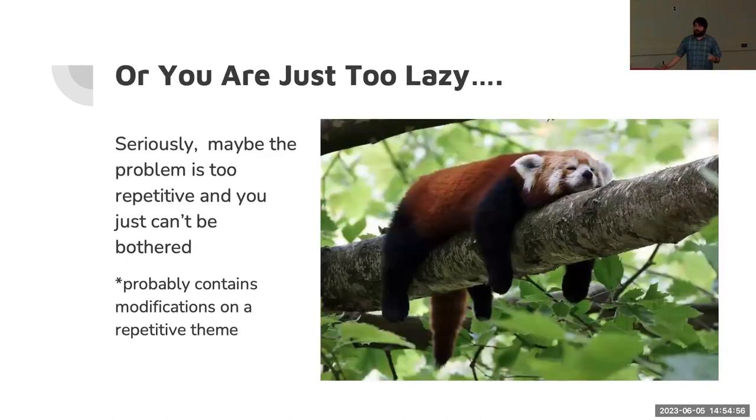And then the biggest one, at least for me, I am very, very lazy. I will work so hard not to have to work again. So maybe it's a repetitive problem. Oh boy, I have to get up at 5 a.m. and look at a ton of plots to figure out if there's something going wrong with the detector system. I don't like getting up at 5 a.m. and looking at hundreds of plots. Maybe I can use a machine to do that for me. Usually this gets modified with this idea of a repetitive theme.